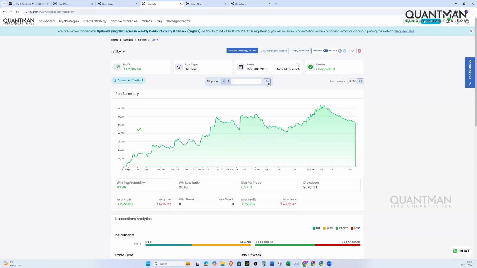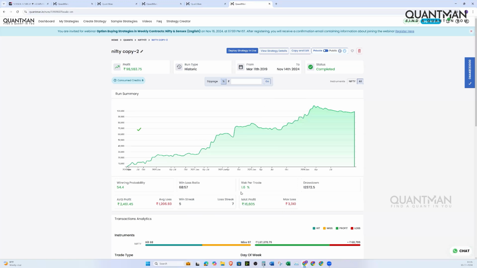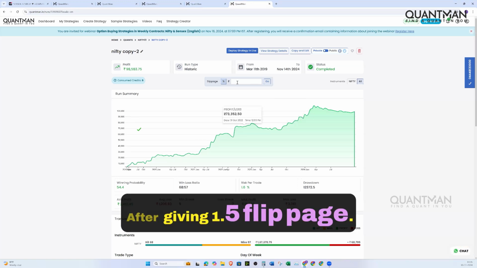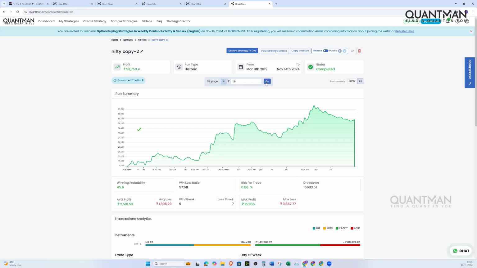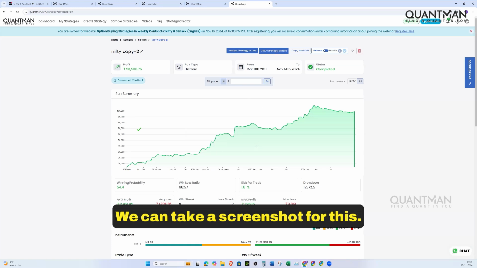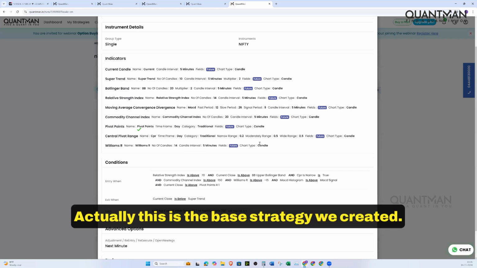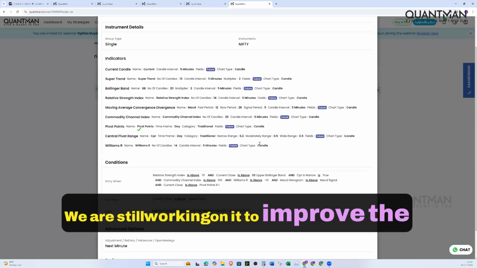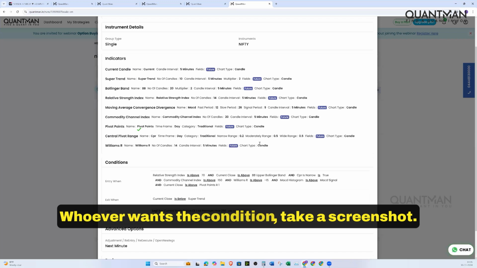Okay. 1.3, 1.27, 1.6. The RPT is higher. After giving 1.5 slippage, actually the same result comes. So far we have created this strategy. You can take a screenshot of this. Actually, this is the base strategy we created. We are still working on it to improve the strategy. Whoever wants the condition, take a screenshot.